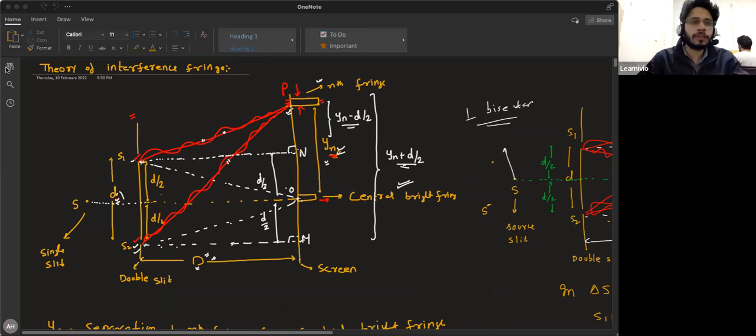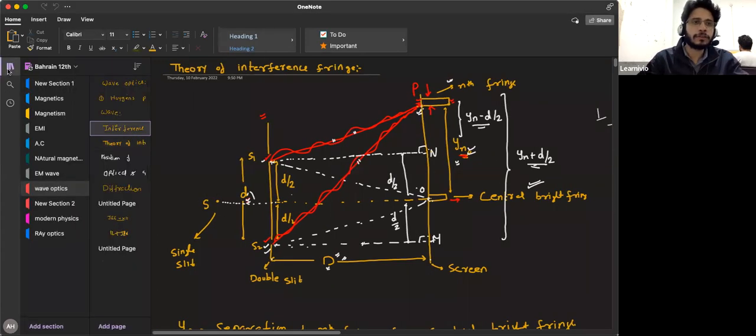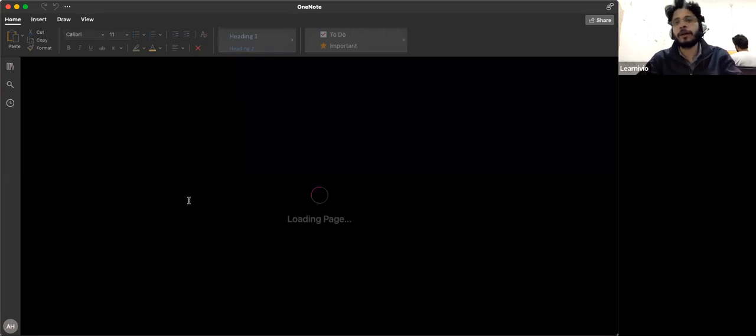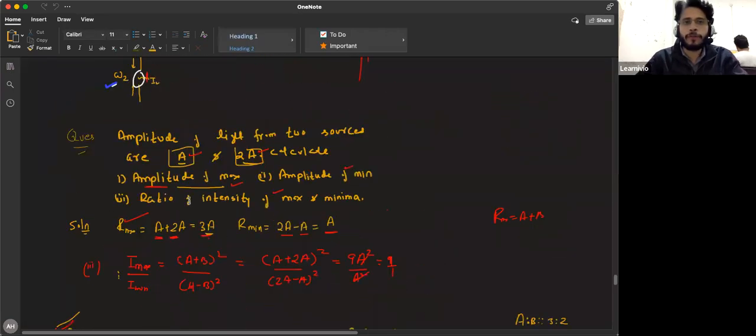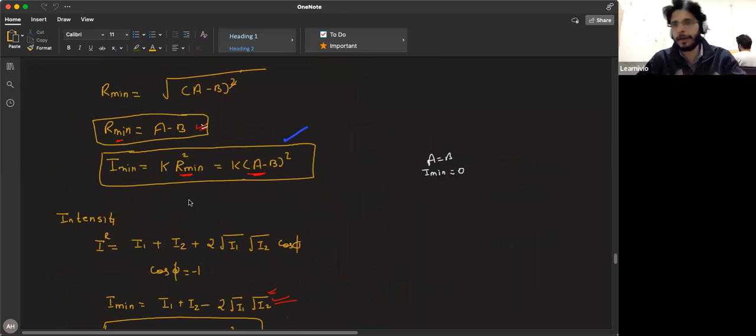See, in the previous class, we have discussed the conditions for the bright and the dark fringes. So bright fringes mean light and light will add up, and dark fringes mean light and light will cancel each other. So bright fringe means addition of light waves, and dark fringe means light and light cancel each other. In very, very simple language.